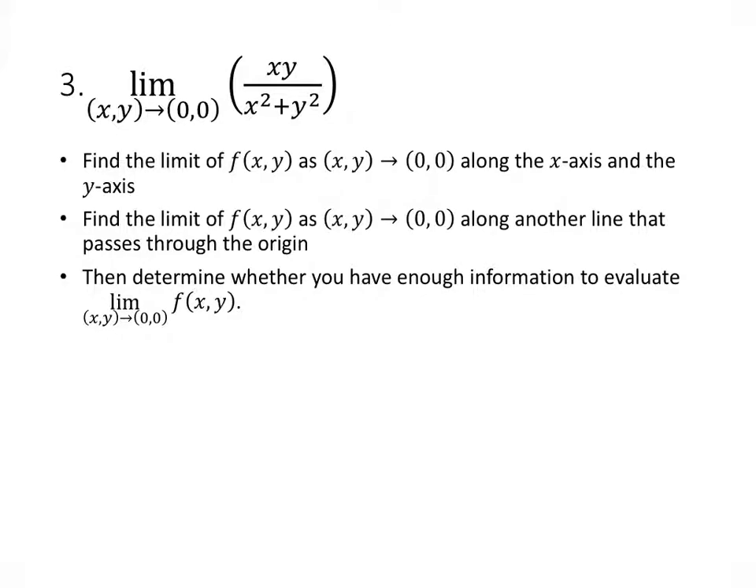All right, one more example, again, very similar to what we've been doing. If we're talking about the x-axis, that's where y equals 0. And that's going to give us the limit as x goes to 0 of x times 0 divided by x squared plus 0 squared. That's just 0. And so the limit of 0 is 0.